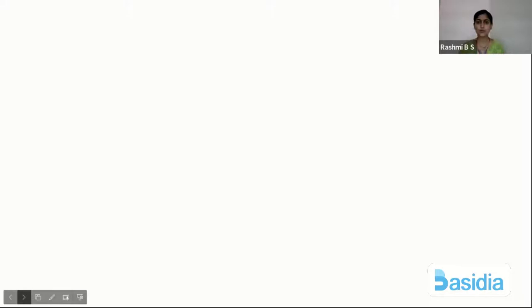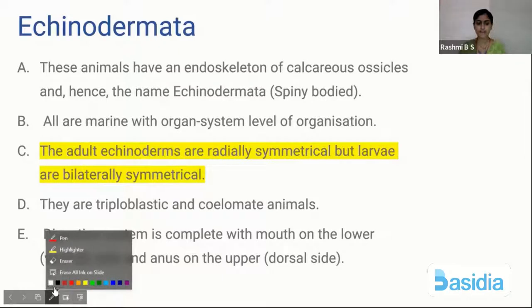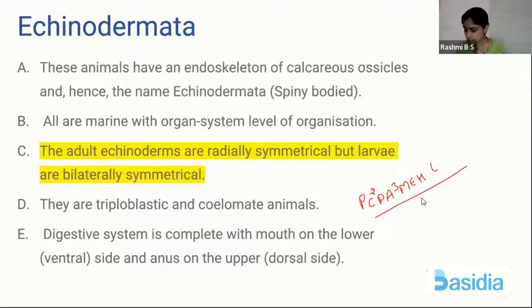Now let us start with the new phylum, that is Echinodermata. In your abbreviations of phyla, what was the abbreviation? It was P C square P A cube M. We completed P C square and P A cube. We completed M. We are going for Echinodermata, E.